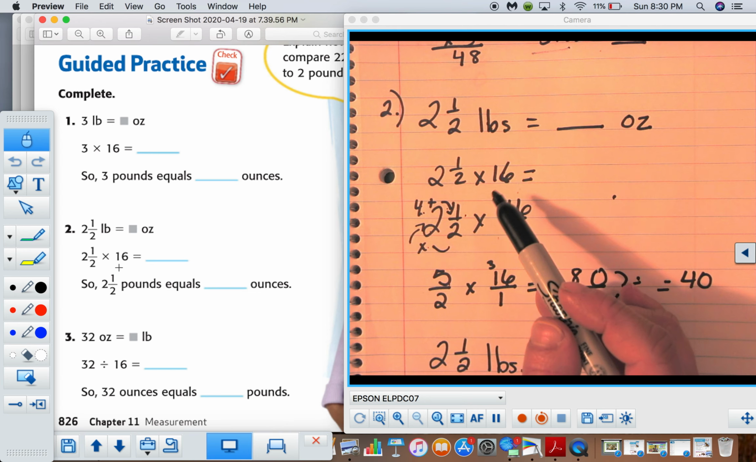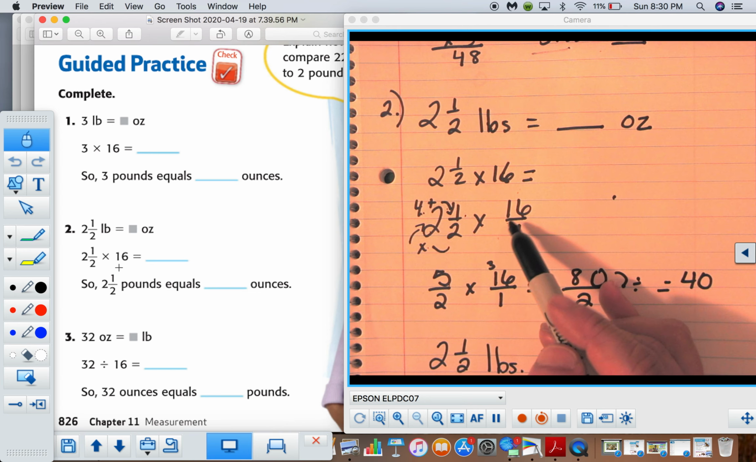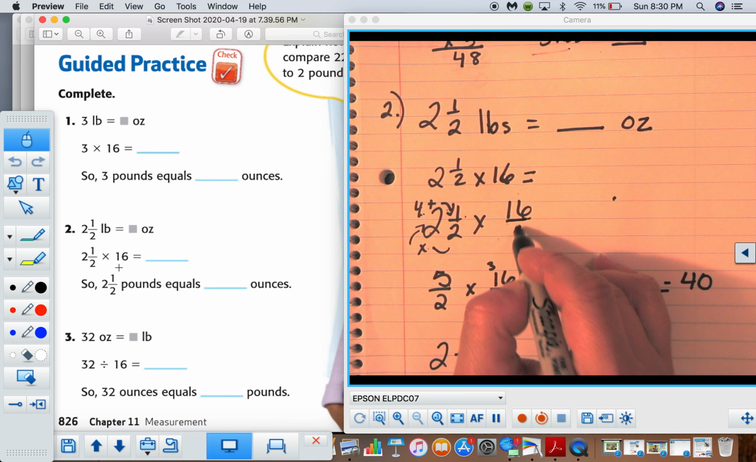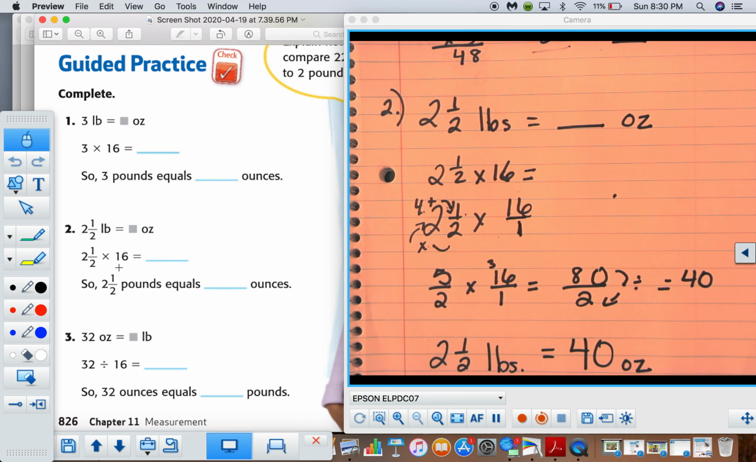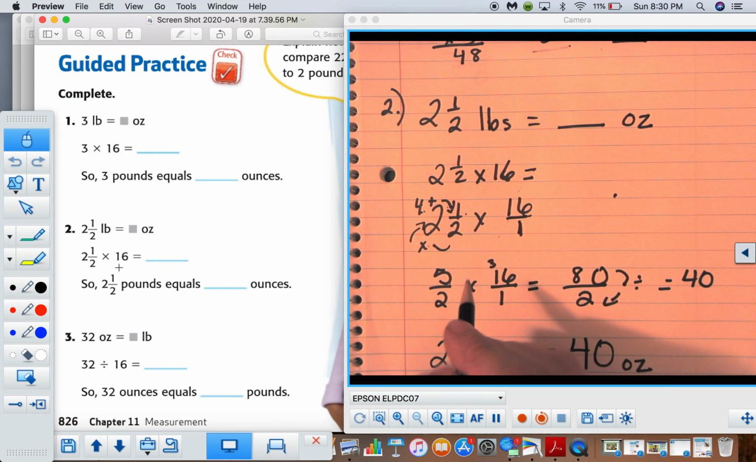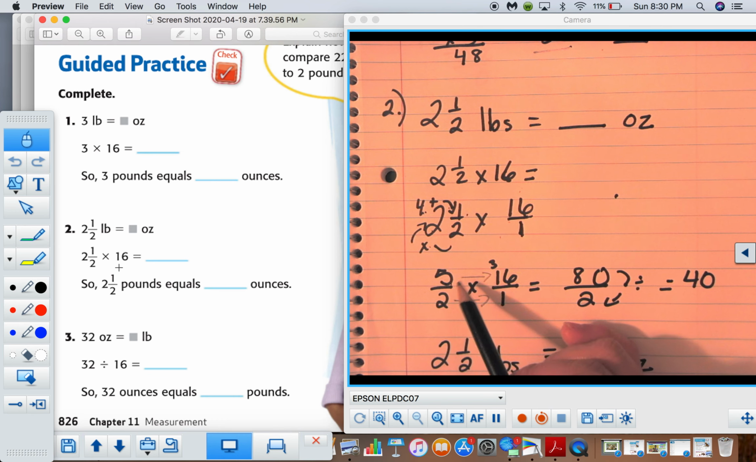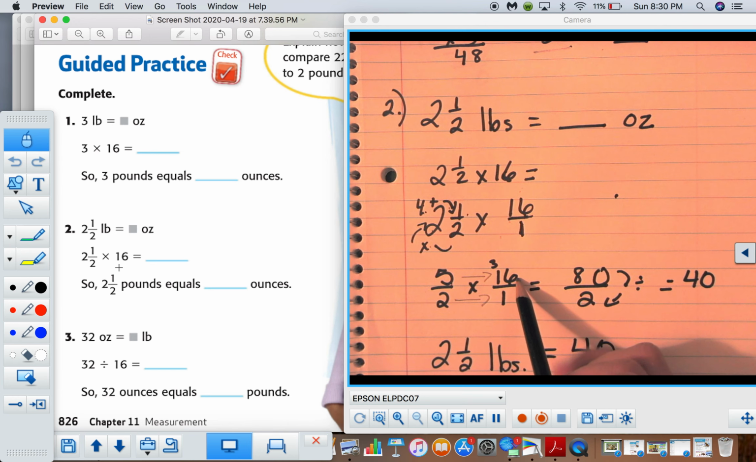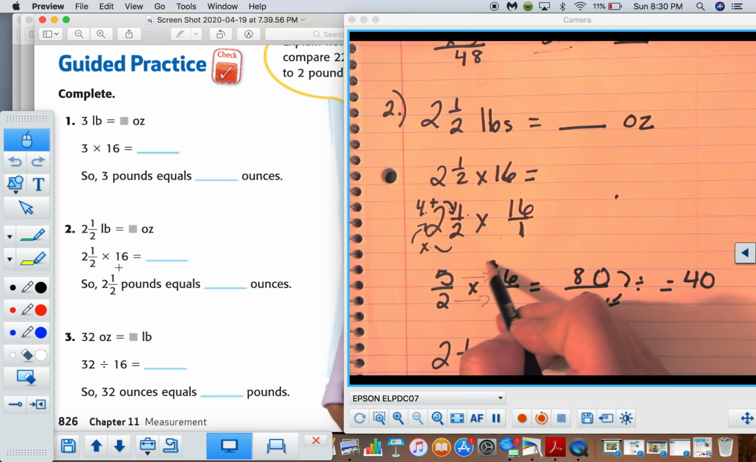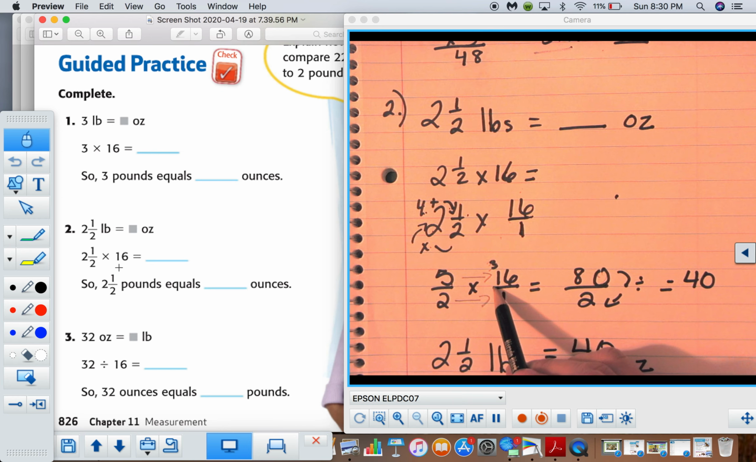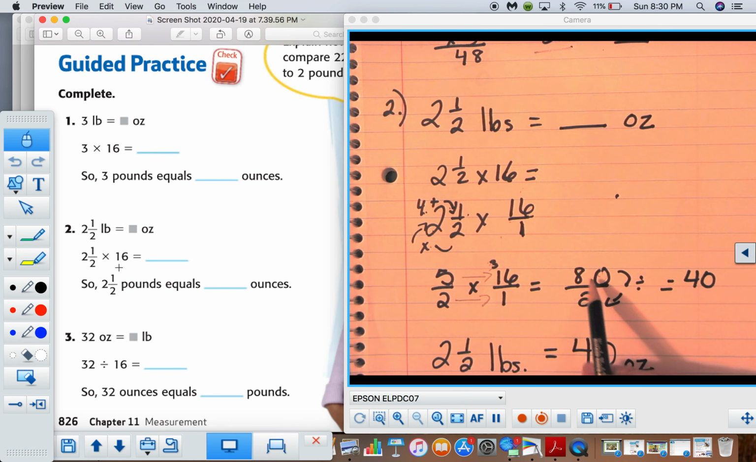Now I'm going to multiply that by 16, and I know when I'm multiplying by a whole number, all I have to do is put 16 over 1. So now I have 5 over 2 times 16 over 1. I'm just going to multiply straight across. Now I'm going to do 5 times my ones. 5 times 6 is 30. So I'd put my 0 here, regroup my 3. 5 times 1 is 5, plus 3 is 8. So now I have 80 as my numerator.